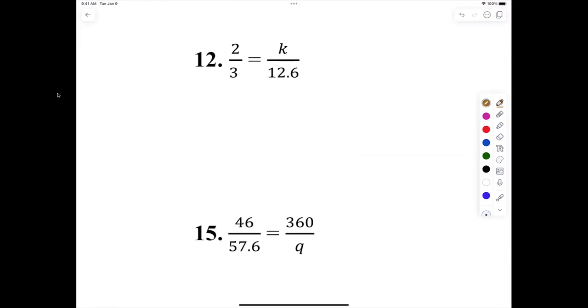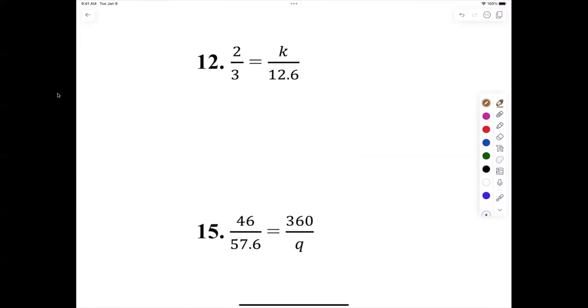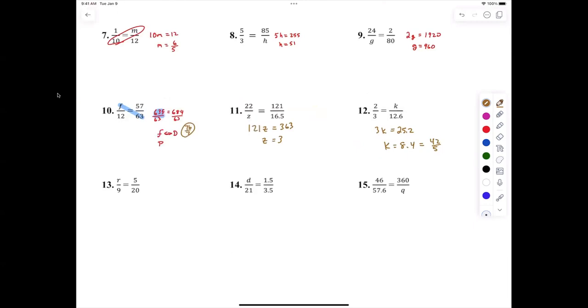I did 24 times 80 to get, oh, sorry, wait, we're on 12. For 12, I did 12.6 times 2, and I got 25.2. So 3 times K equals 25.2, divided by 3, which is 8.4, but then I converted it with the fraction and got 42 over 5. Anybody else get 42/5? All right, nice work. Milo, 13.